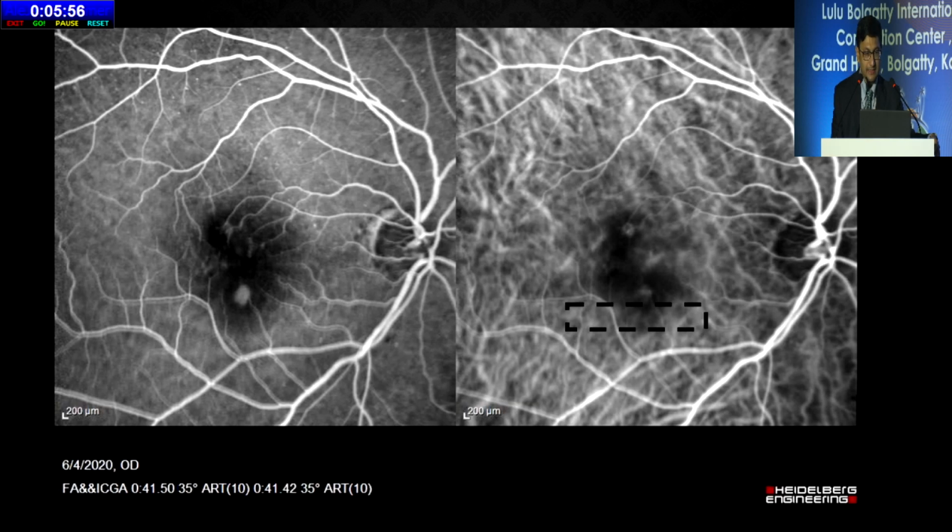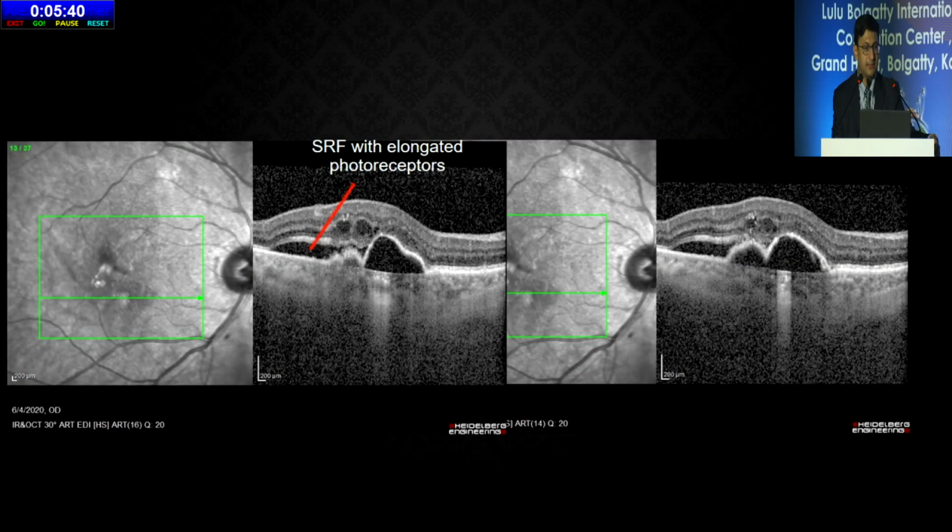So we're looking at this particular area here, and this is the area where you had the bunch of PCV, kind of a polypoidal lesion over here at the bottom. And you had this kind of anastomosis in the superior part of the macula. This is the OCT of the patient.